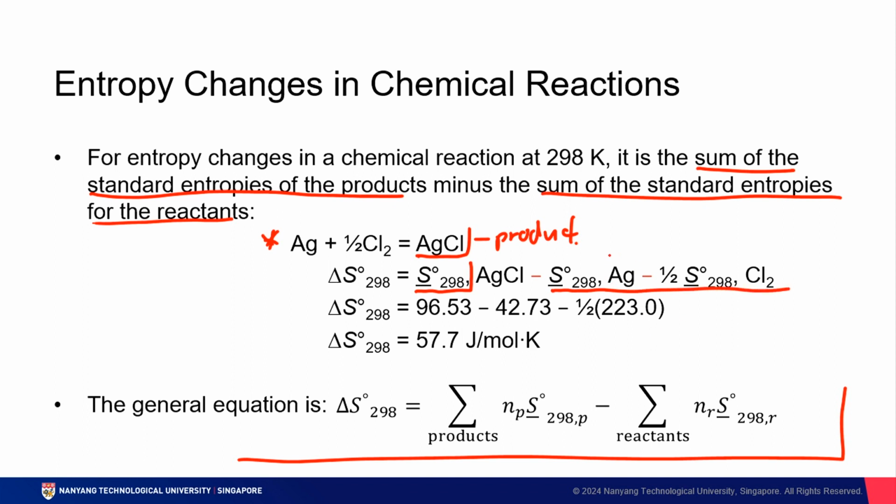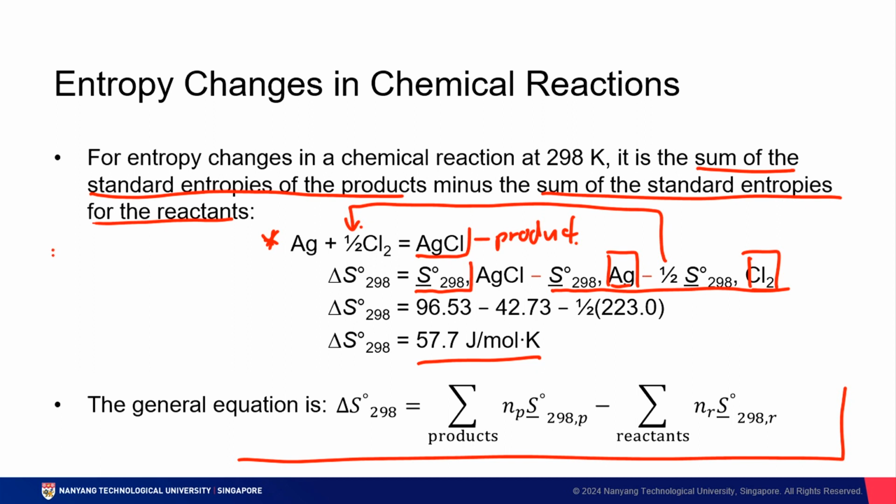This over here is the standard entropy of silver, and this over here, the standard entropy of chlorine. Note the half, which represents its stoichiometric ratio. Doing the simple math, you will get this entropy change for this reaction to be 57.7 joules per mole Kelvin. From here, we can derive a few things.